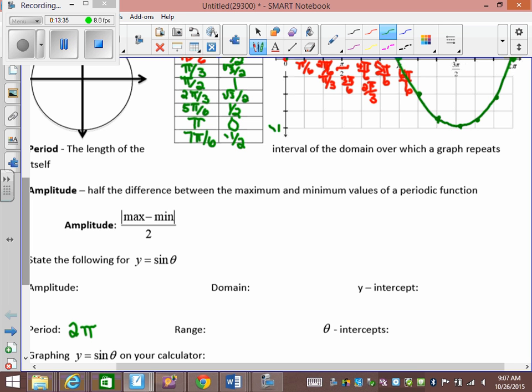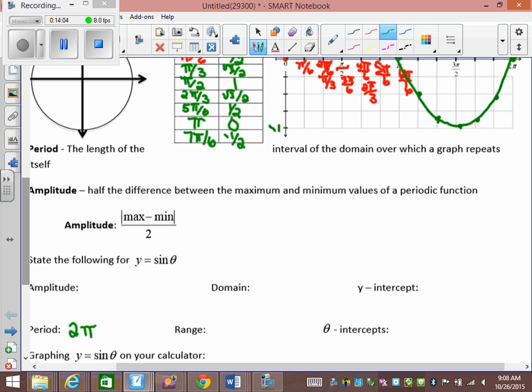My amplitude. Amplitude is half the difference between the maximum and minimum values of a periodic graph. So basically, if I could draw a middle line in the graph, called a median line or a midline, so when I draw that middle line that horizontally cuts the graph in half, that distance from the middle up and the middle down is going to be your amplitude. Okay?